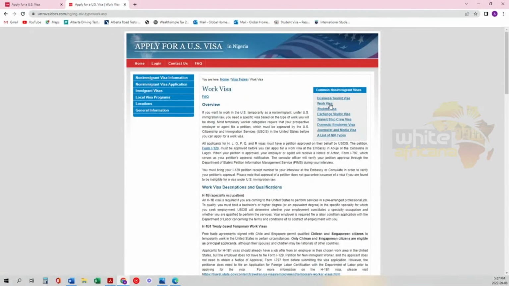The overview is, if you want to work in the U.S. temporarily as a non-immigrant under the U.S. immigration law, you need a specific visa based on the type of work you will be doing. Most temporary worker categories require that your prospective employer or agent file a petition, which must be approved by U.S. Citizenship and Immigration Services in the United States before you can apply for a work visa.